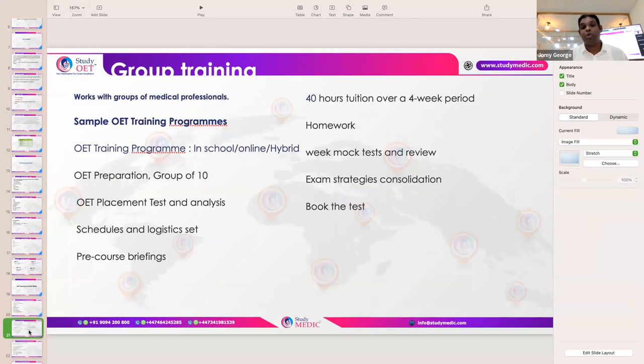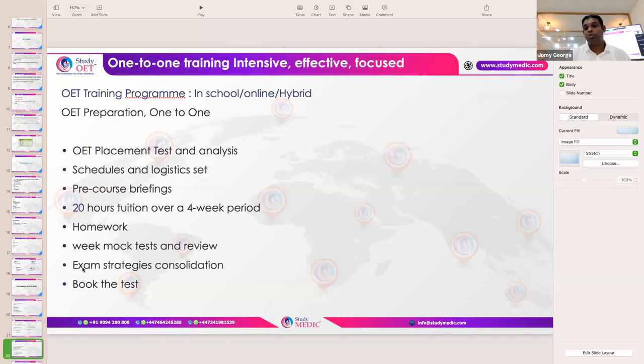This is our flagship program, a 40 hours training program, in school, online, or hybrid. The same 40 hours program, you can visit the center, online, or hybrid. So we already discussed this one. Then the second one is 1-to-1. Instead of 40, it is 20 hours, everything else is the same. In school, online, hybrid.